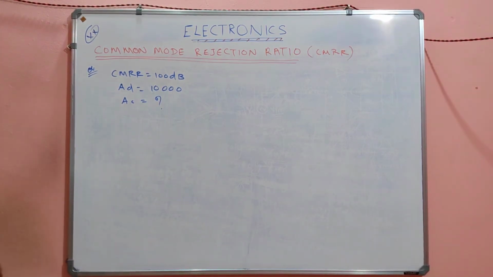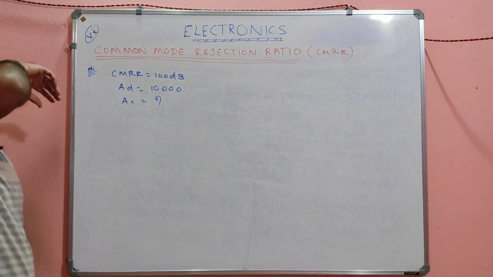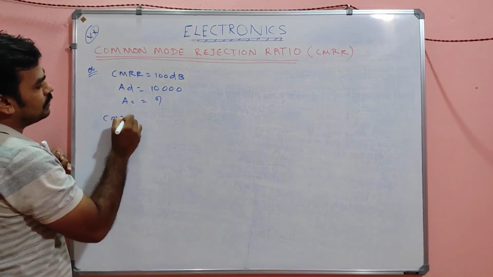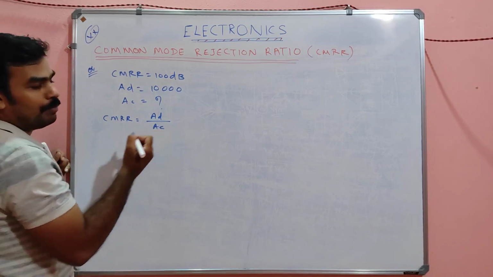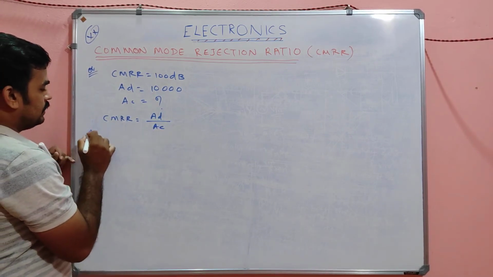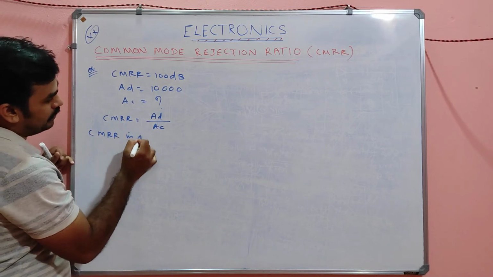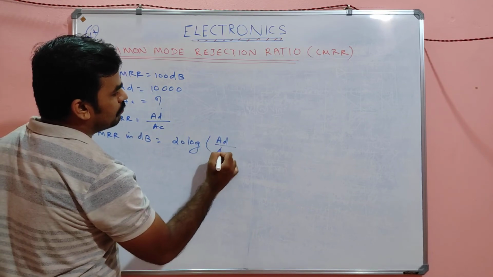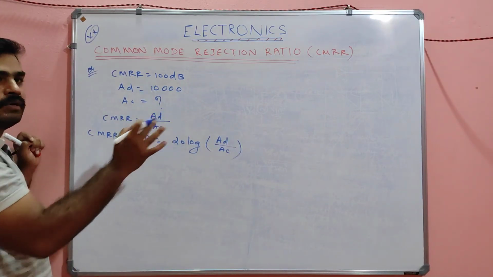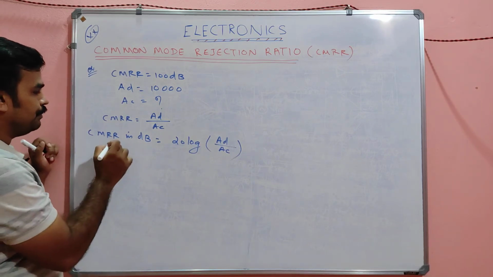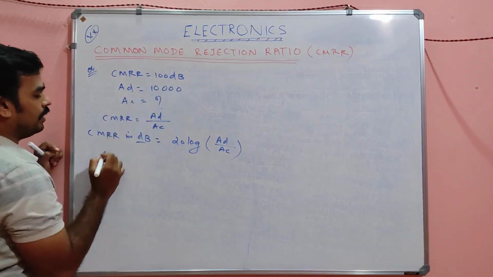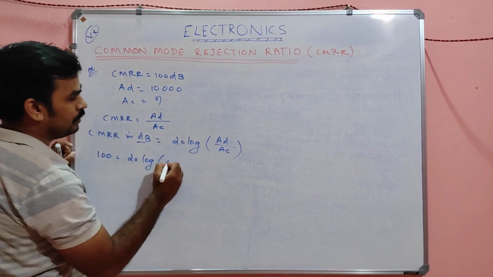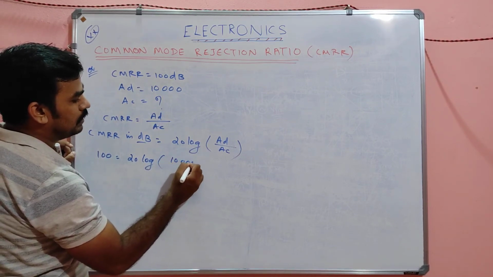I'm going to solve it now in one step. You will wonder. CMRR is 100 dB. Normal CMRR is nothing but, my dear, differential mode gain by common mode gain. We all know this. And CMRR in dB is nothing but 20 log AD by AC. Just take 20 log, that's all, and you will get the dB. So 100 dB is given. It is nothing but 20 log of AD, which is 10,000, divided by AC. You have to find AC.